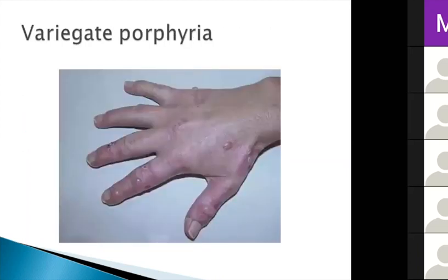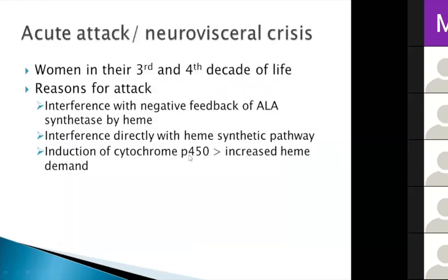So this is just a picture of a patient with the cutaneous manifestations of variegate porphyria. As you can see, the patient has fluid-filled blisters. There is hyperpigmentation of the skin, and there are also areas of necrosis. So that brings us to an acute attack or neurovisceral crisis, which we fear the most because it's basically what we try by all means to avoid in these patients.